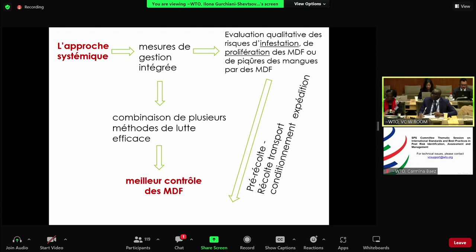L'approche systémique, ce sont des mesures de gestion intégrées, évidemment une combinaison de plusieurs facteurs et méthodes de lutte efficaces, à tous les niveaux, aussi bien en pré-récolte, récolte et post-récolte, et même au conditionnement et à l'expédition. Il y a partout des bonnes pratiques qui sont conseillées pour que nous puissions assurer nos partenaires commerciaux.